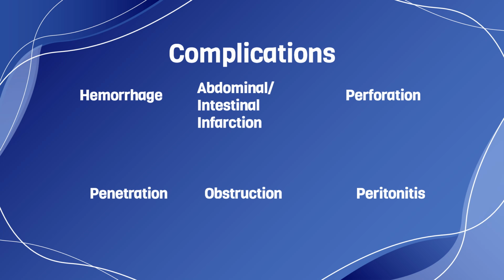Perforation and penetration, which we spoke about a little bit earlier when we showed those layers of the muscles. Gastric outlet obstruction from scar tissue building up over time after repeated ulceration. And then peritonitis, again, if that perforation happens through the serosa of the stomach.